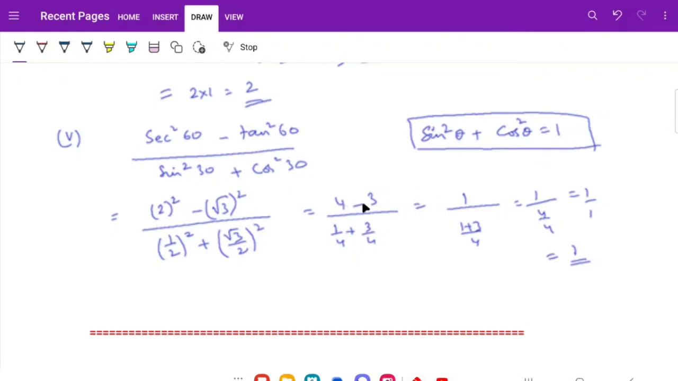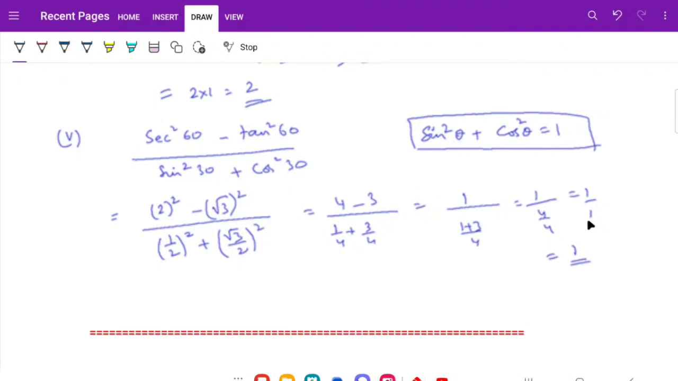So numerator is 4 minus 3. Denominator is 1 square is 1. 2 square is 4. 1 by 4 plus root 3 into root 3 is 3. 2 square is 4. So here in the denominator you have 4 and 4 for both terms. So you will get here LCM as 4. Simply numerator add 1 plus 3. So 1 by 4 by 4. Denominator will be 1. 1 by 1. So we'll get the answer as 1.